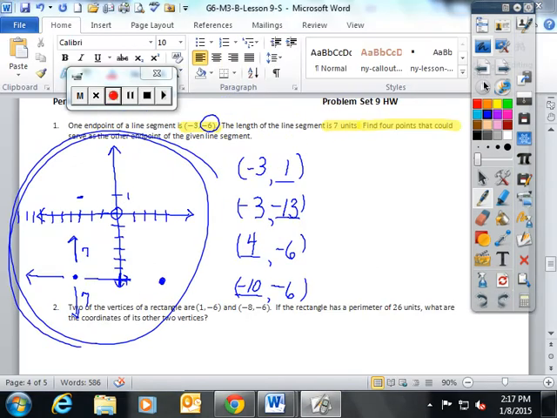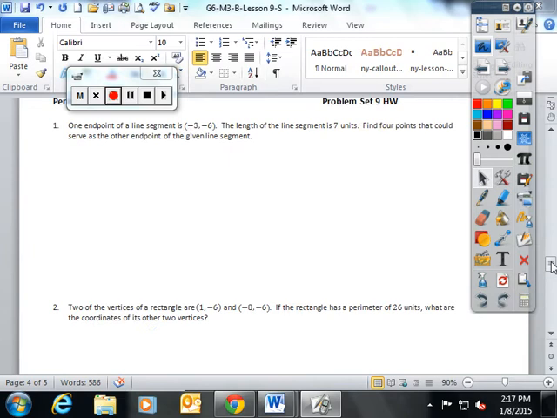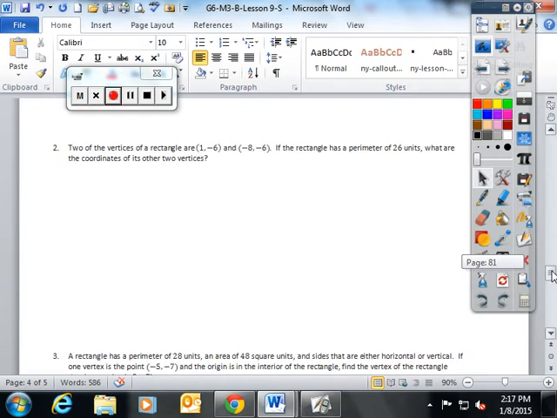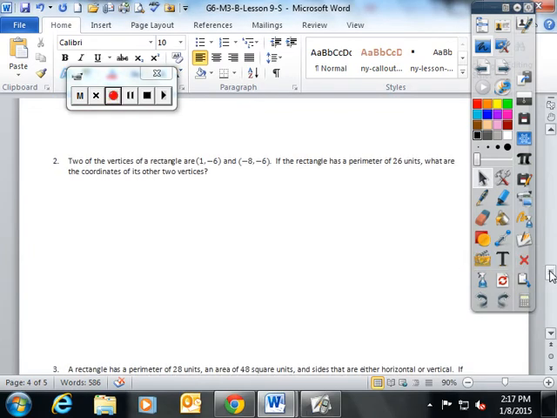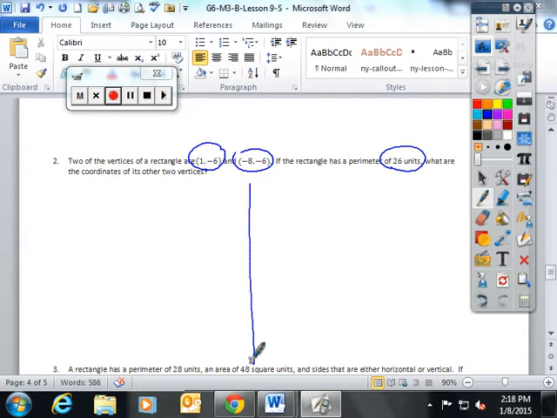Now, if you go back to the other problem on the problem set that I would like to go over, 2 of the vertices of a rectangle are 1, -6 and -8, -6. If the rectangle has a perimeter of 26 units, what are the coordinates of the other 2 vertices? This is a tough problem to do without a coordinate plane. But I know you can do it.